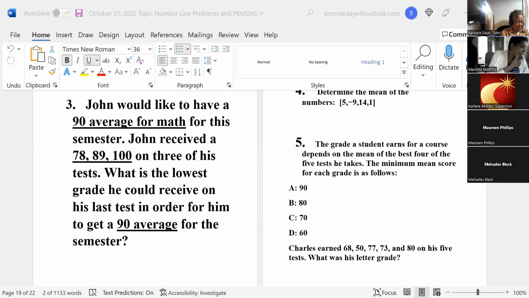No, I was telling you a way to do it mental math. Yeah, I get the 360. So add up the scores that you have and subtract from 360. That would be your answer.